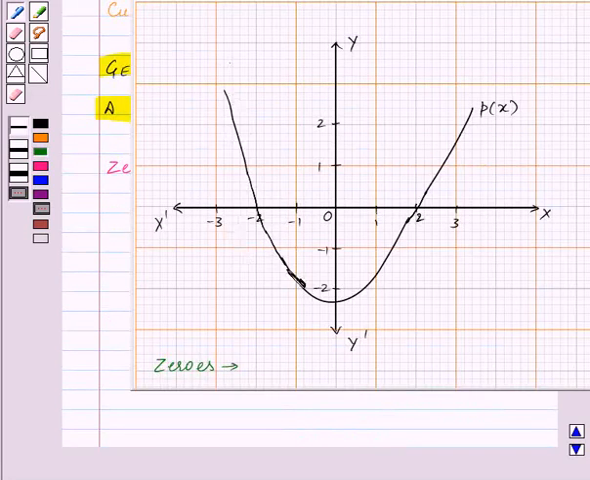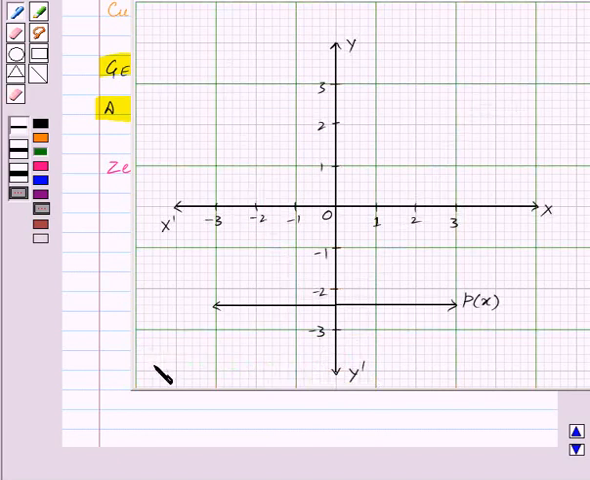Here we have a graph of p of x which intersects the x-axis at 2 points whose x coordinates are minus 2 and 2. So the zeros of p of x over here are minus 2 and 2. Similarly, in this graph, the graph of p of x does not intersect the x-axis, so here p of x has no zeros.